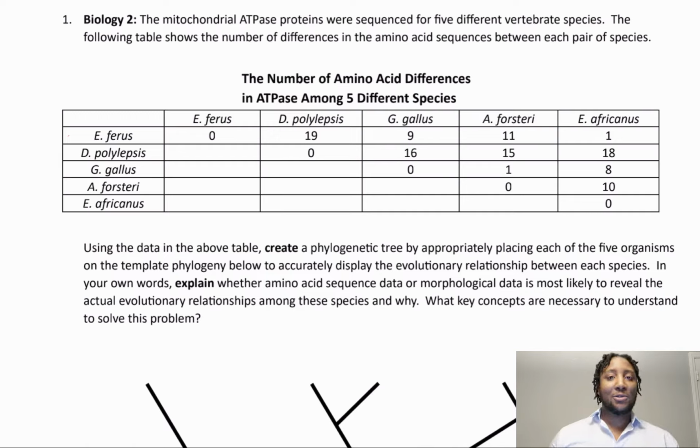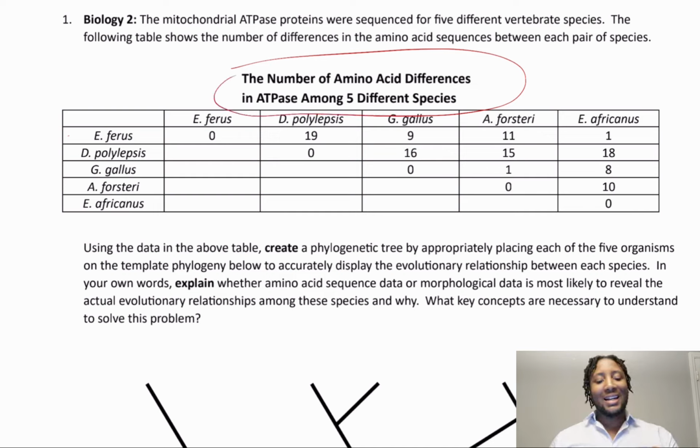So how should we tackle this? My thing that I love to say is, anytime we're looking at tables, I always look at the title first. You'll be surprised the amount of information you can get from it. So it says the number of amino acid differences in ATPase among 5 different species.